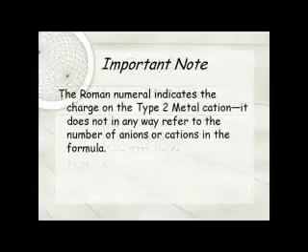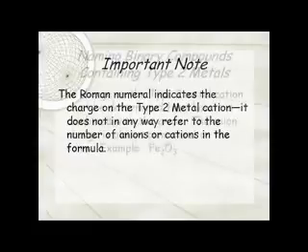Here's an important note. The Roman numeral in these names indicates the charge on the type 2 metal cation. It does not in any way refer or imply the number of anions or cations in the formula. Please remember that the Roman numeral refers only to the charge on the type 2 metal that precedes it. It does not tell you the number of that type 2 metal or the number of the negative ion or anion that are combined with it. It is simply the charge.